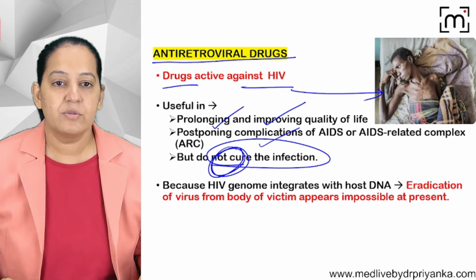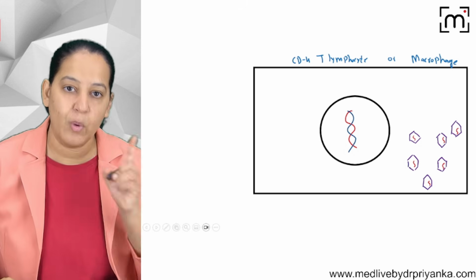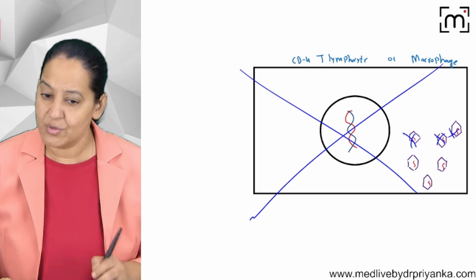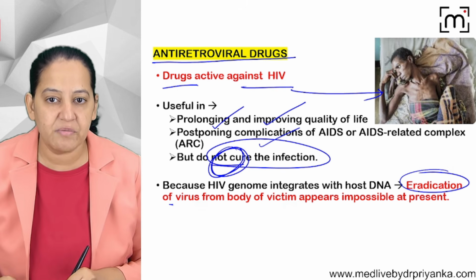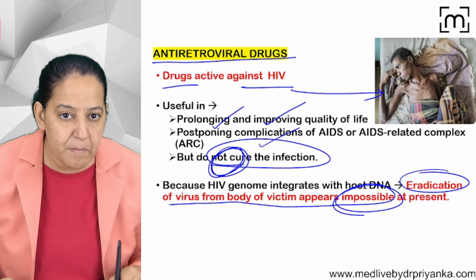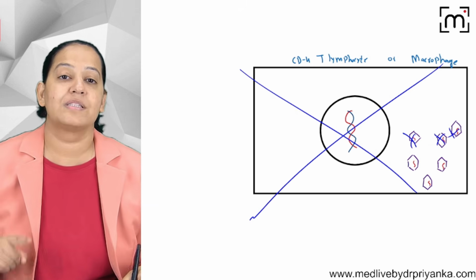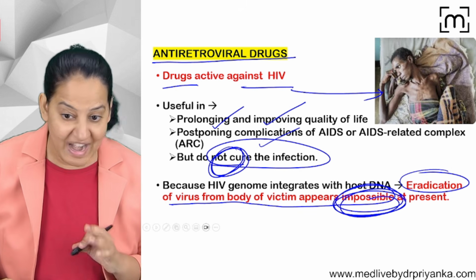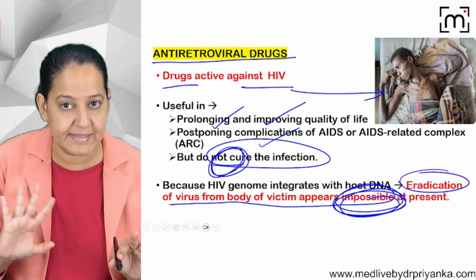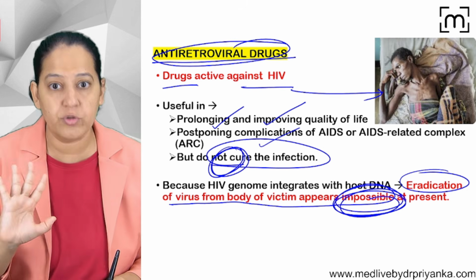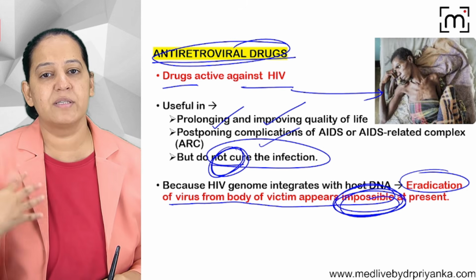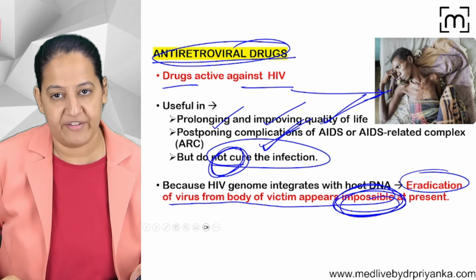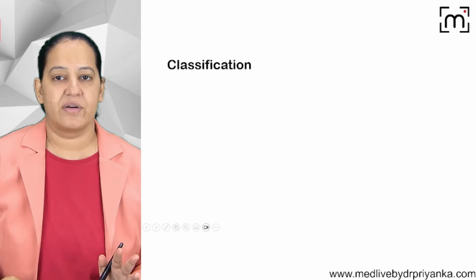There is no cure. Because eradication of the virus is impossible, because the virus is inside the human cell. If you want to kill this virus, you have to kill the human cell. So eradication is impossible. You can see eradication of the virus from the body of the victim appears impossible because the viral DNA is already integrated with the human DNA. We are not curing the disease. The aim of these drugs is not to cure the patient. The aim of these drugs is just to postpone the complication and improve the quality of life and increase the quantity of life. So that's the antiretroviral drugs classification.